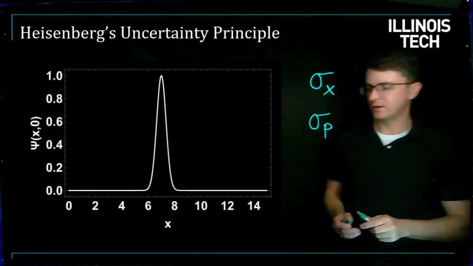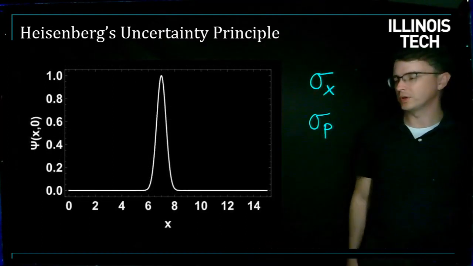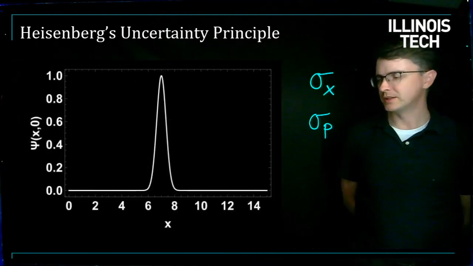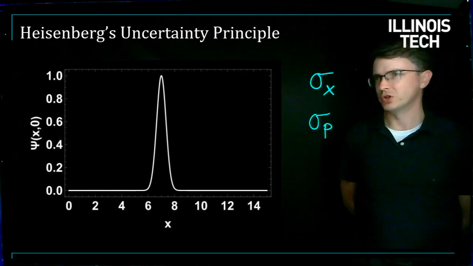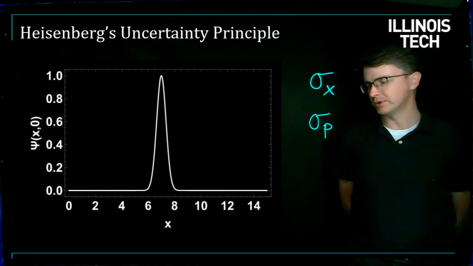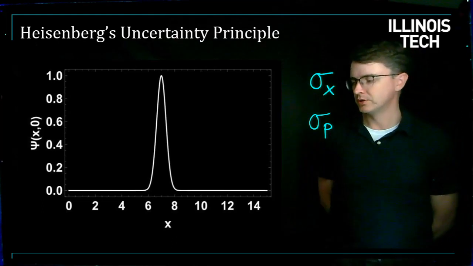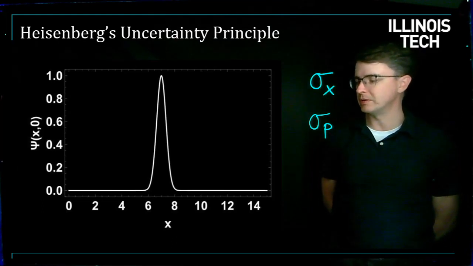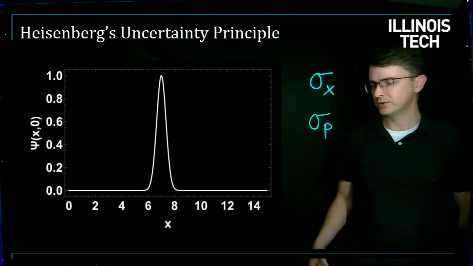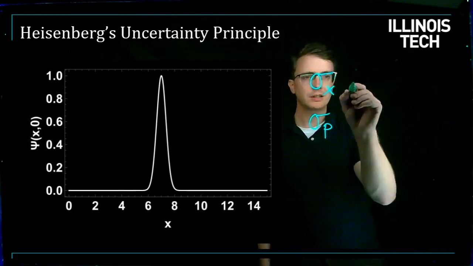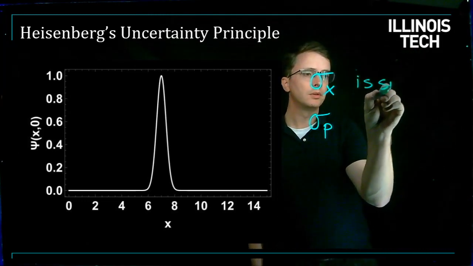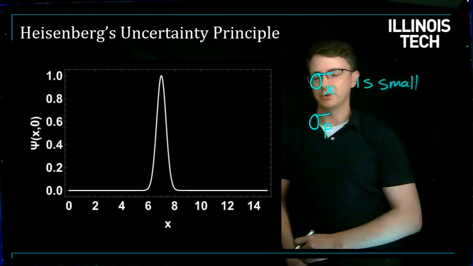Let's contrast that with something like this. What if this was your wave function, and someone said, what's the position of the particle? You would say, oh, it's pretty obvious. It's right where the peak is. So the particle is almost always going to be found around x equals 7. So the position is well defined. Sigma x is small. The uncertainty in the position is small.